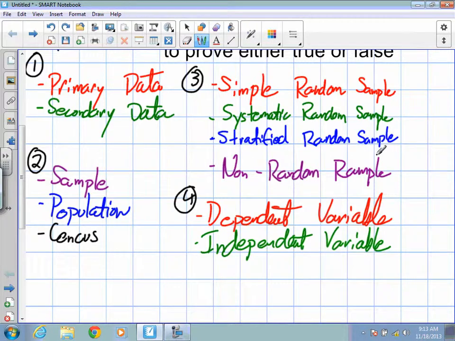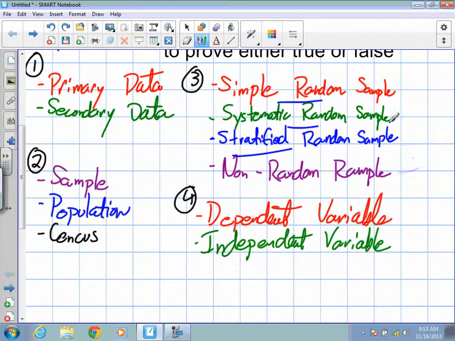So stratified would be, okay, I'm going to choose to interview 10 women, and then maybe 10 men, and then I'm going to interview 10 families together. So I've broken them into groups, and maybe it's the first 10 who come in. Those are going to be my random people. So these are all different ways of random sampling.